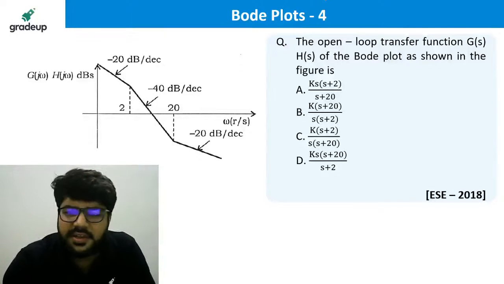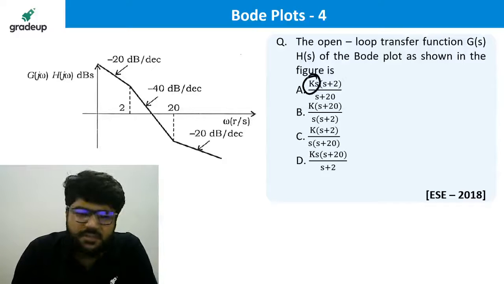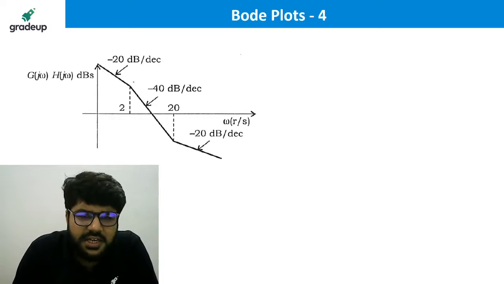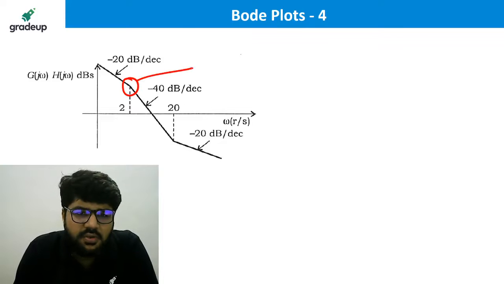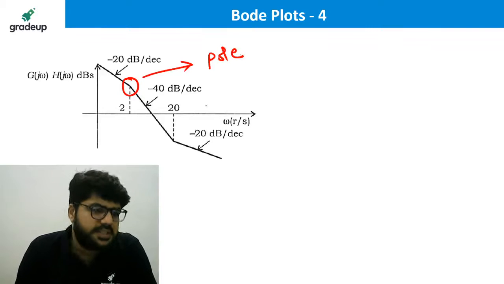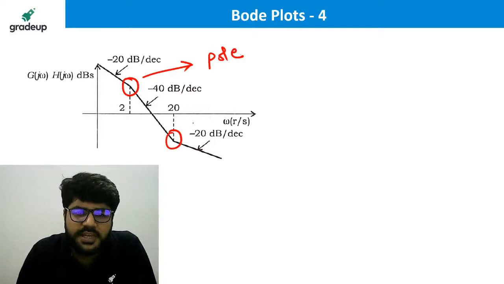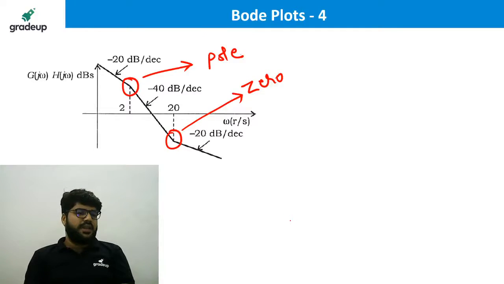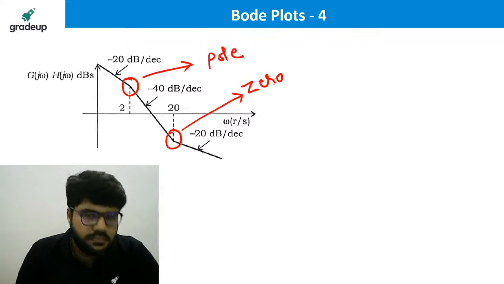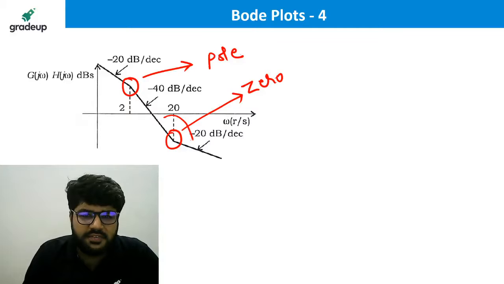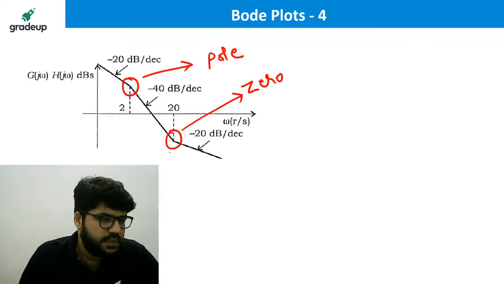See, only thing is they are not even asking what is the value of K. ESE questions are sometimes pretty simple. I've just taken the graph again. Look at this. You just have to identify the poles and zeros. The slope changes from minus 20 to minus 40, so this is a pole. And here the slope changes from minus 40 to minus 20, so this is a zero. One is the pole and one is the zero, because here the slope increases from minus 40 to minus 20.